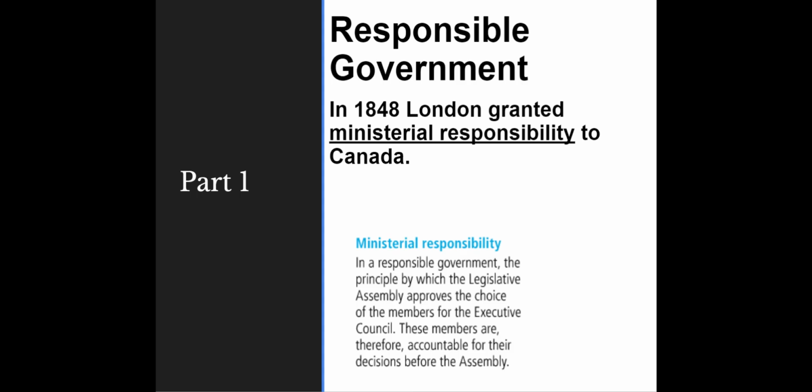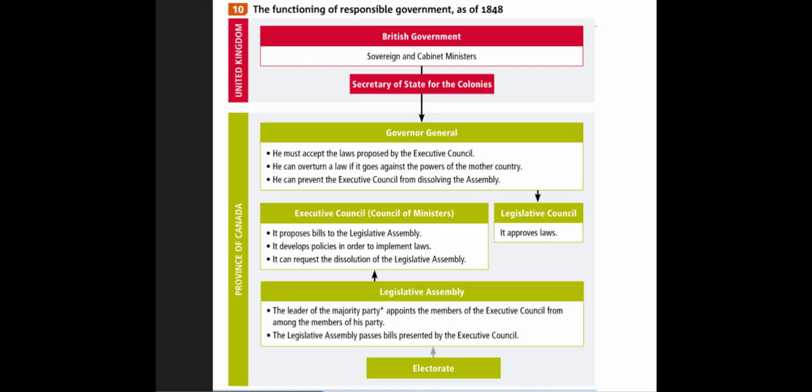So responsible government, they wanted London, Britain, to grant the province of Canada ministerial responsibility. This would mean that those in the Legislative Assembly would have to approve the choice of the members of the Executive Council. So these members would have to be accountable, they would have to answer to those in the Assembly. So this is what responsible government looks like.